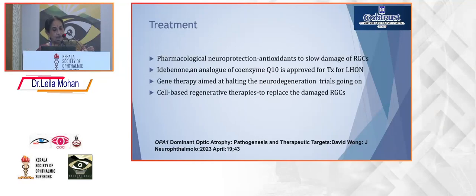Treatment is pharmacological neuroprotection, generally antioxidants to reduce the oxidative stress and slow damage to the retinal ganglion cells. Idebenone, which is FDA approved for Leber's, has been used even for dominant atrophy. Gene therapy aimed at halting neurodegeneration has been tried, and cell-based regenerative therapies also have been tried but are of no use.